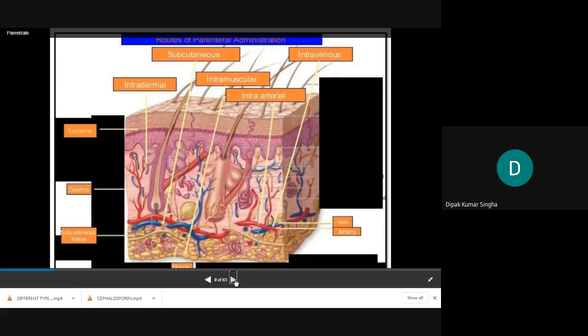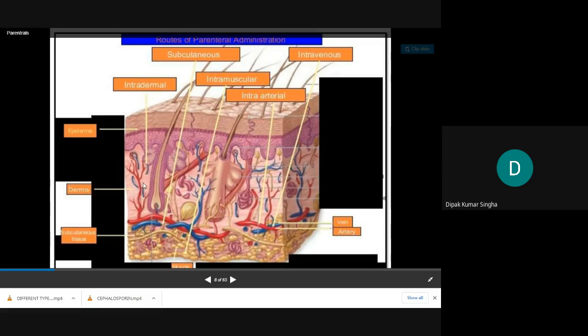So let's see what the structure of the skin is. First is the epidermis, then the dermis layer, and then the intradermal layer, intramuscular layer, intra-arterial, intravenous, and subcutaneous routes. So these are the layers. You can see it in a 3D diagram: the epidermis, the hair follicles, and the upper layer, this is the epidermis and the dermis. Especially for the intradermal, here it will be injected.